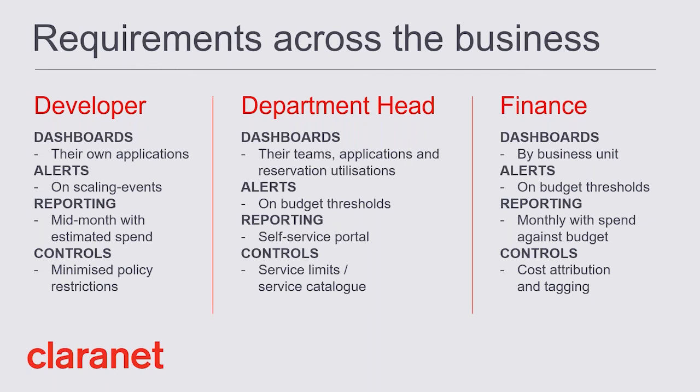Alerting also tends to have to be quite different for all of them. So department heads and finance tend to be very budget focused. Developers, on the other hand, want to know if something has suddenly scaled up horrifically and that they need to quickly jump on the laptop and close it down, or whether it's actually something they were expecting to scale and they don't need to worry about it.